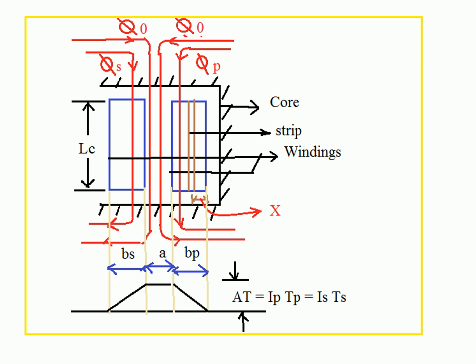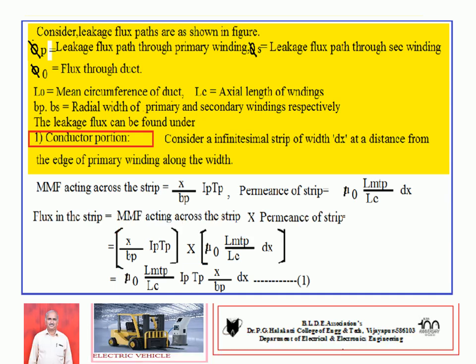The primary winding MMF must be equal to the secondary winding MMF. Primary MMF is IP into TP. Secondary MMF is IS into TS. So you remember some 5 to 6 of these. You write them there before you start. Then you have to write all these things also, the details. You have to write the details of flux also.